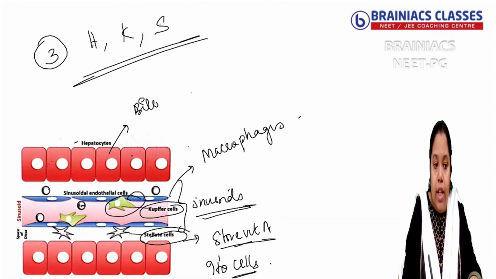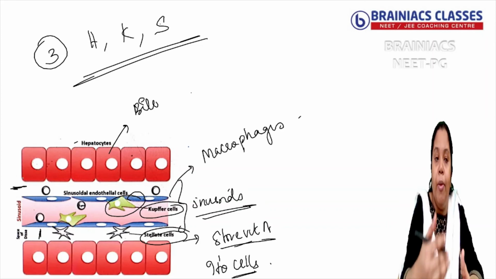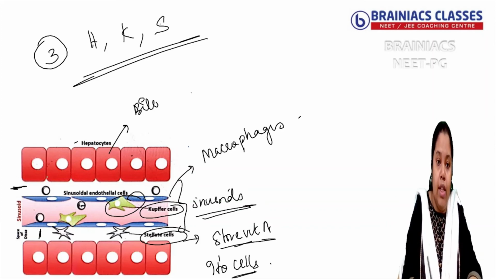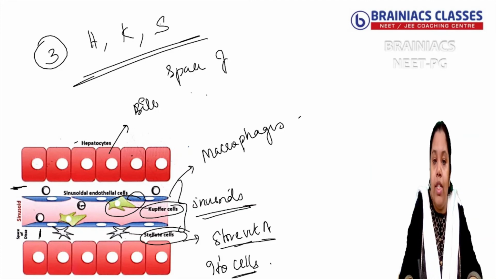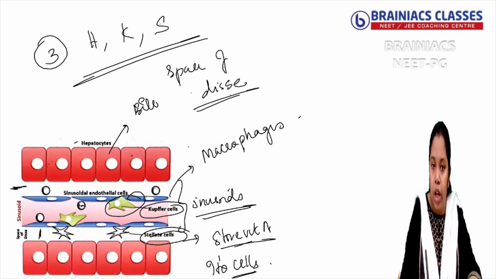Right? And there is a space. This is the hepatocyte epithelial space. The space between the hepatocytes and the sinusoid, or the capillaries, is called what? It is called the space of Disse. Space of Disse, right?